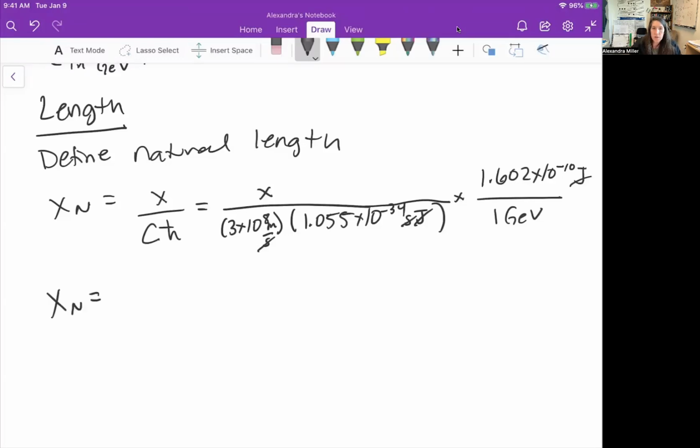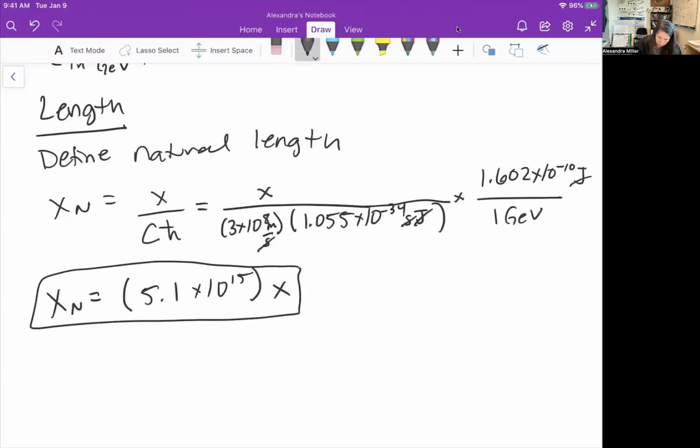So then our natural length variable, which I'm defining, can be computed by multiplying 5.1 times 10 to the 15 times our position or our length as measured in meters. And notice, just like with time, what we're left with is inverse GeV.